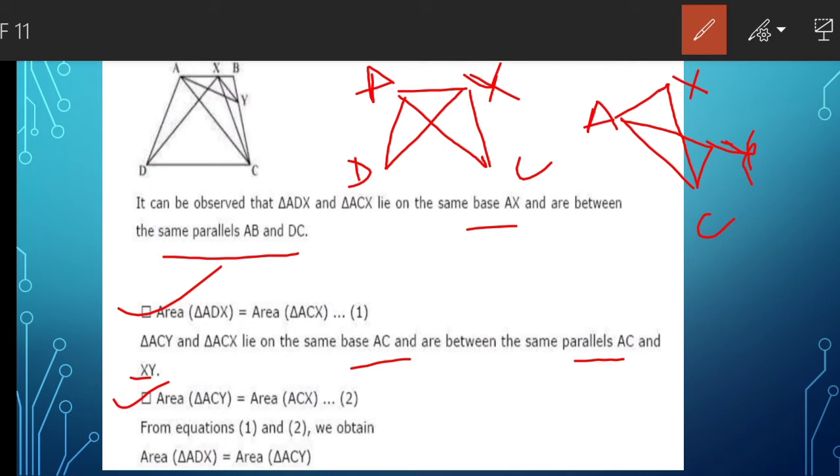Now from these two equations, the right hand side parts are both the same. So we can write the left hand side part equals the left hand side part. So area ADX is equal to area ACY. Proved. So here we have to consider which triangles we are going to use for each equation, hence to get the proof.